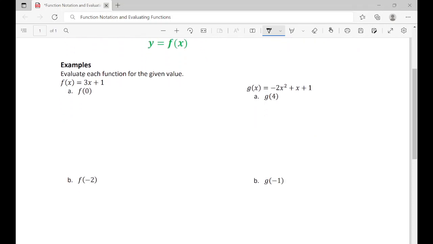So let's go with the first one. We're going to evaluate some functions. So we have f of x equals 3x plus 1, and we're going to evaluate for f of 0. So f of x is in the parentheses, but here we have 0 in the parentheses. Since x has been replaced with 0, we're going to replace all of the x's inside our function with 0. So we're going to get 3 times 0 plus 1. And then we're just going to evaluate it. 3 times 0 is 0, plus 1. And then 0 plus 1 is 1. So f of 0 equals 1.